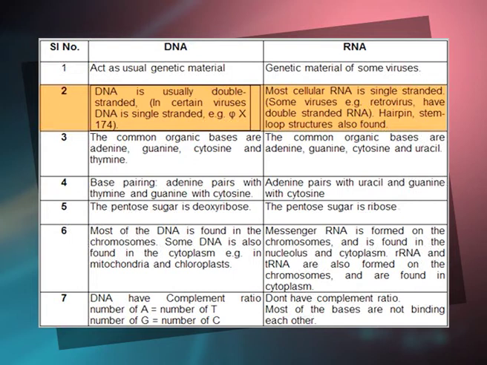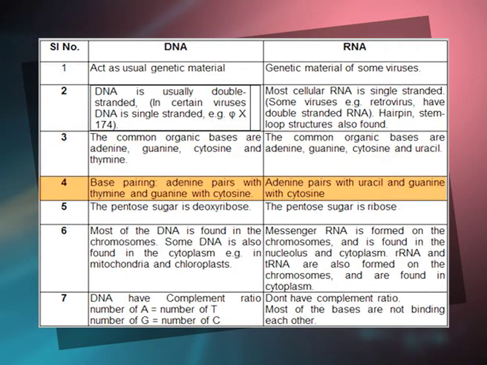Example, Phi-X174. In the case of RNA, most cellular RNA is single-stranded. In case of some viruses, for example, retrovirus, have double-stranded RNA. Hairpin stem loop structures also found. In the case of DNA, the common organic bases are adenine, guanine, cytosine and thymine. In the case of RNA, the common organic bases are adenine, guanine, cytosine and uracil.